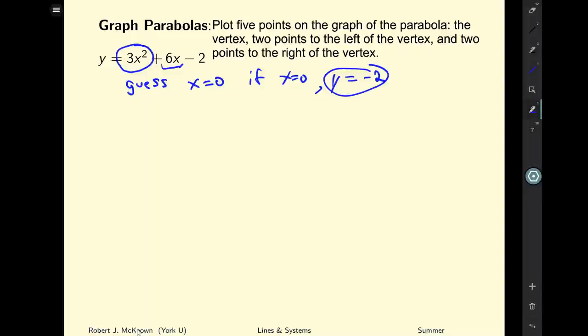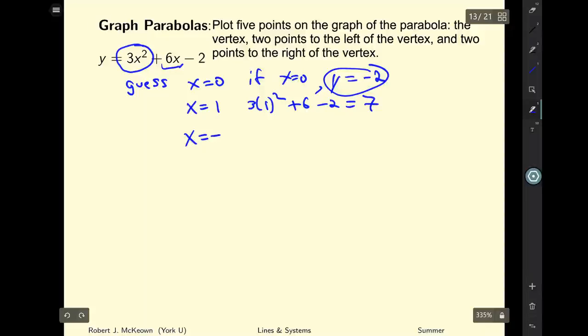Looking back at my guess, when x was equal to 0, y was equal to -2. Well, why don't I guess, okay, well, what happens if x is equal to 1? Well, then I get 3 times 1 squared plus 6 minus 2. And that's going to give me 7. So it's quite a bit higher than -2. Now, if I can show that x at -1 gives y greater than -2, then I'll know that at x 0, y equal -2, we've got the vertex. So I'm going to guess x is equal to -1.